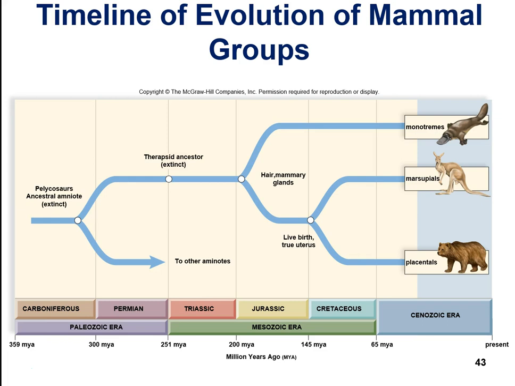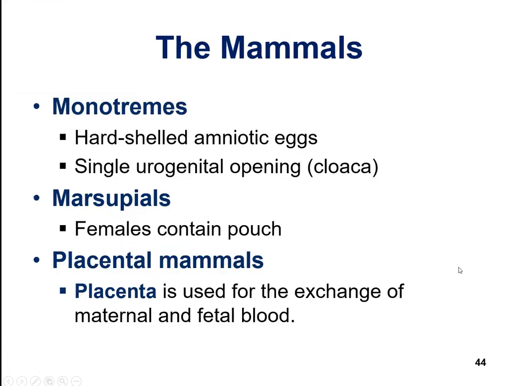So this is showing some of the things that we just mentioned. You can look at the timeline, and you can look at where the first mammal, or common ancestor of the mammals, appeared here. And you can see now there are these three branches of mammals: monotremes, marsupials, and placental mammals.